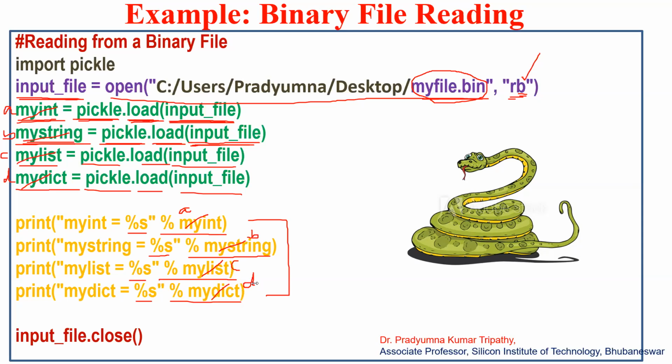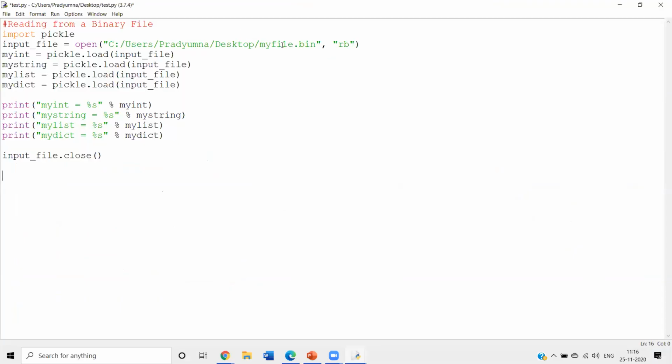Okay. So we'll see whether the content that we have written can be read from the file or not. I'm using the same file name, myfile.bin, that is there on the desktop. Just look over here. This is another formatted way.